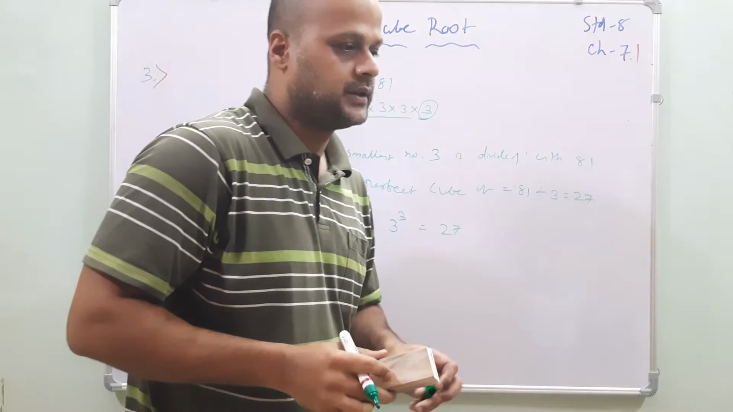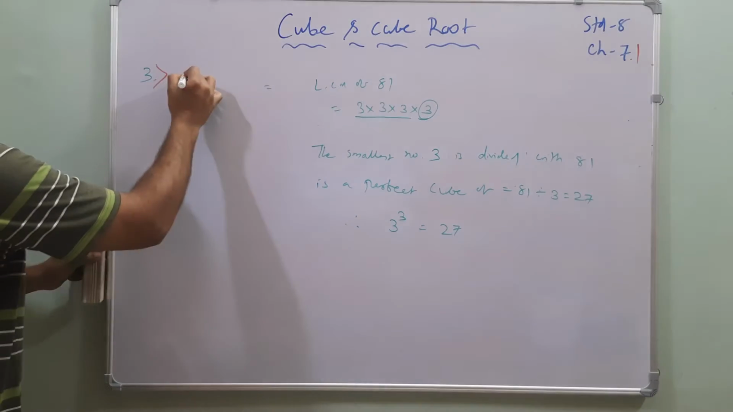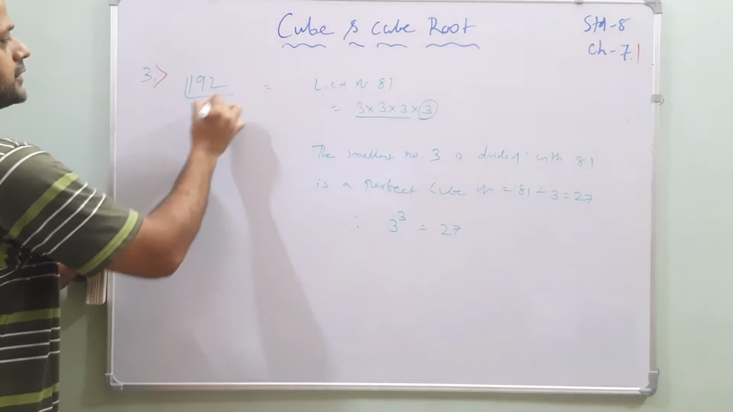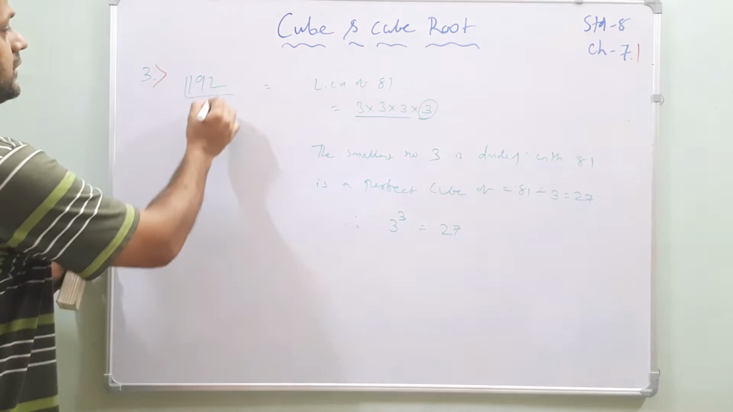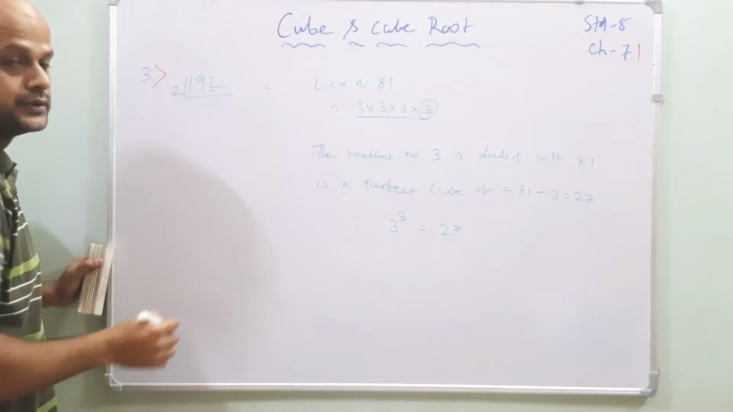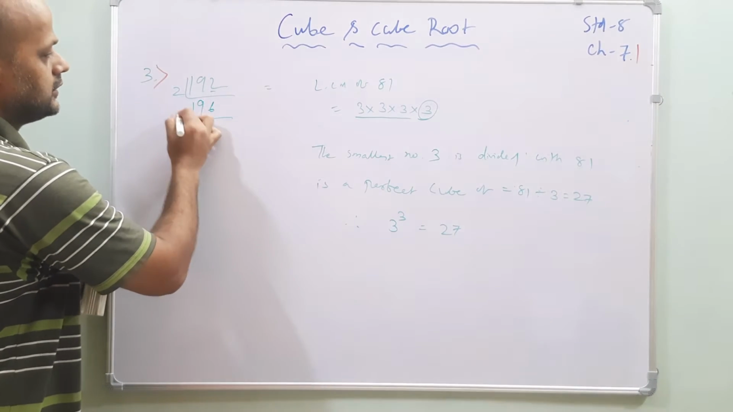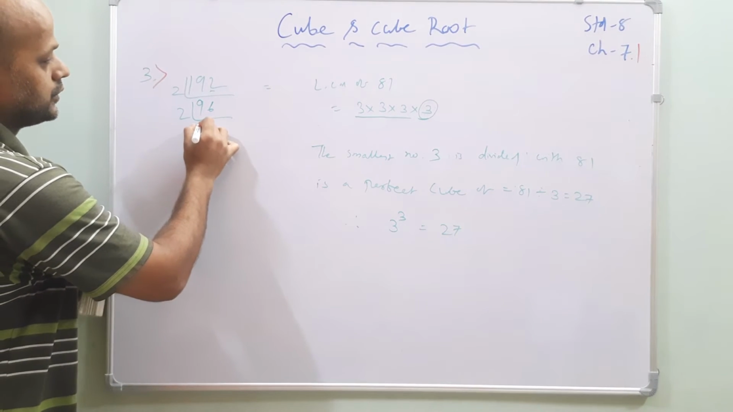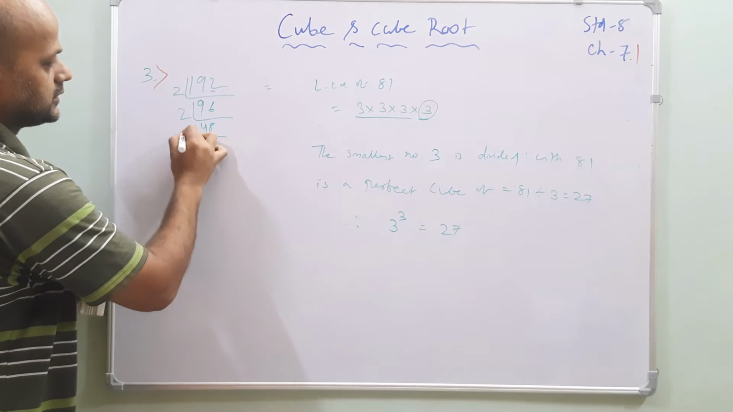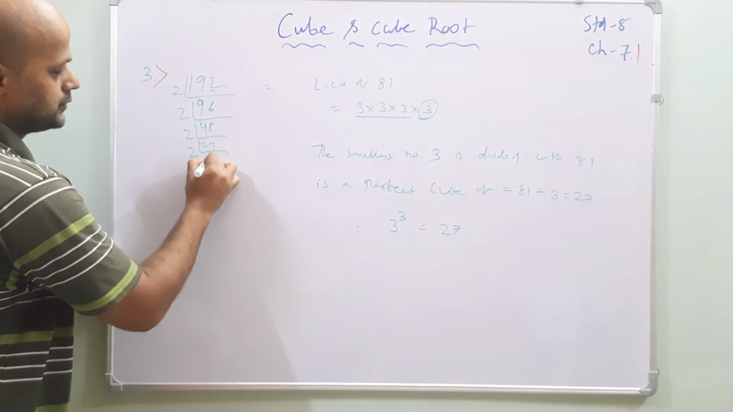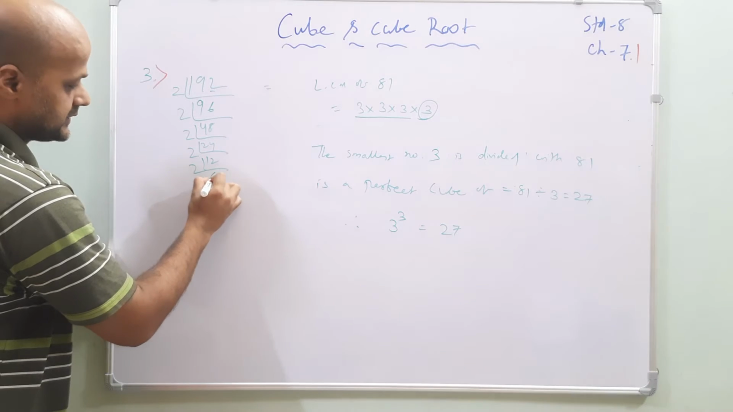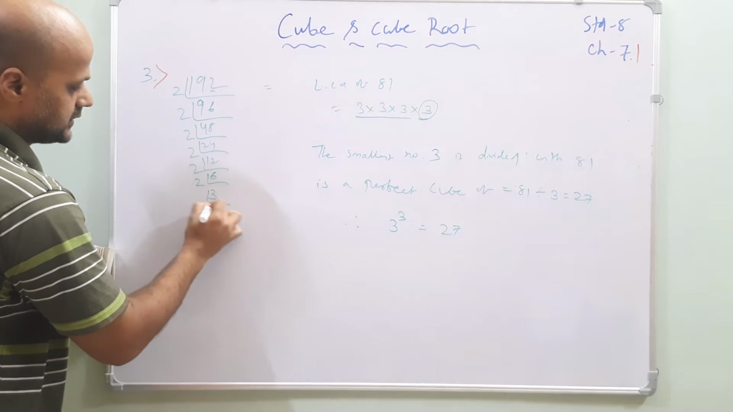The next question is given 192. Go for it. Yes, it is an even number. So, 2 9s are 18, 2 6s are 12, 2 4s are 8, 2 2s are 4, 2 12s, 2 6s, 2 3s, 3 1s.